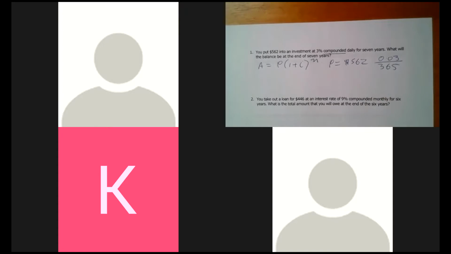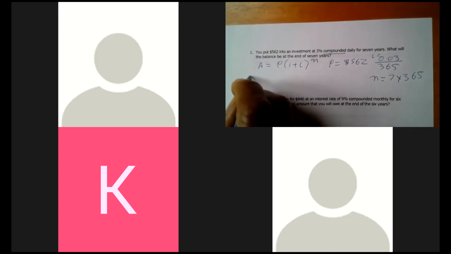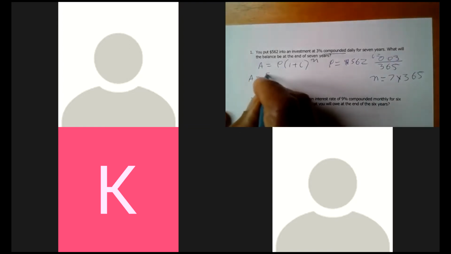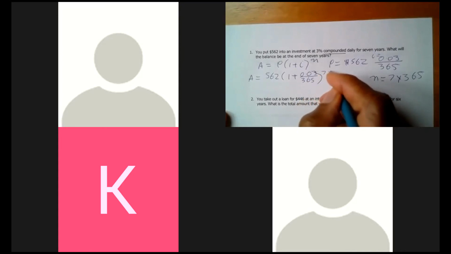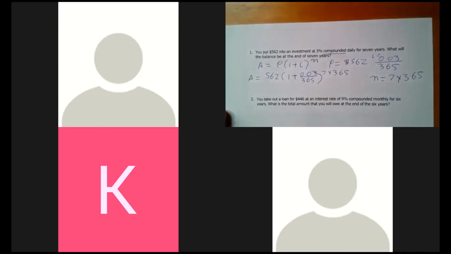And then I'm going to have to adjust the time, which is the N. This is the I, by the way. The N is going to have to be adjusted because I'm going to take my 7 years and multiply that by the same thing that Mohammed just showed, the 365. So here's my formula. It's A equals 562 multiplied by 1 plus 0.03 divided by 365 to the power of 7 times 365. So for all of you now, I'm going to ask you to work that out for yourself and then give me what that works out to 2 decimal places.